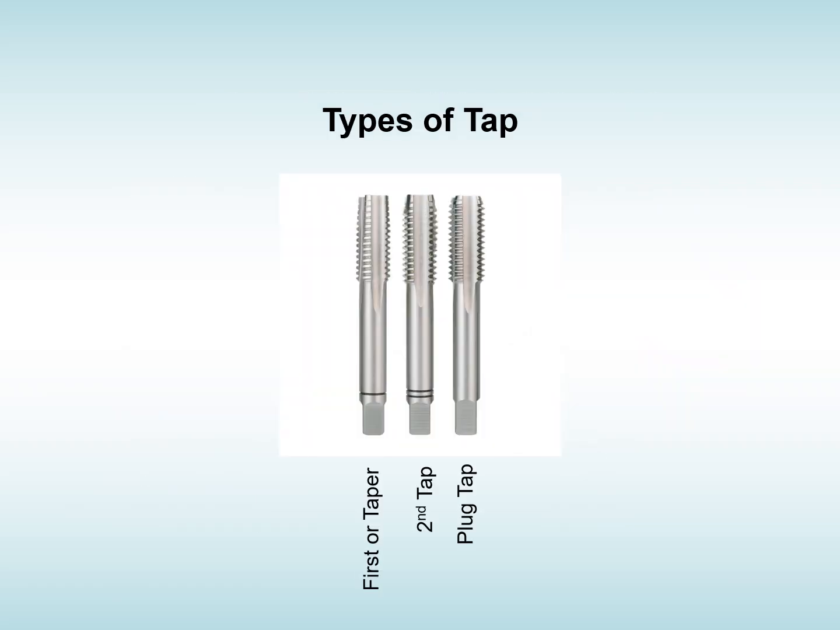Just to go back to look at taps again, you can see here you've got your first or taper tap, which has a lot of the threads ground away, so it's easier to start. The second tap has less ground away and will go down further into a blind hole, and the plug tap should again get you threads down to the bottom.